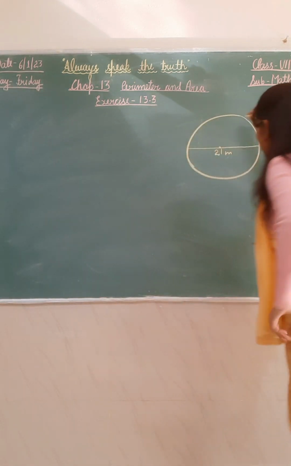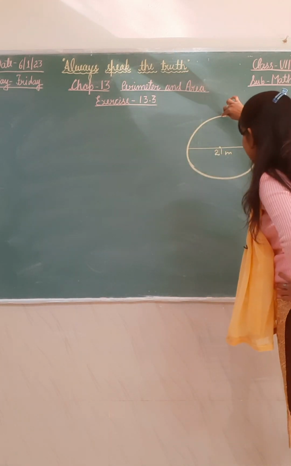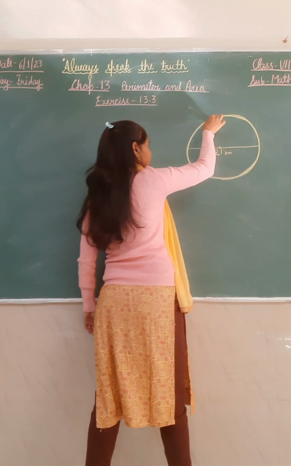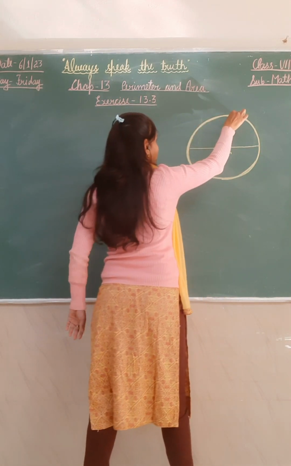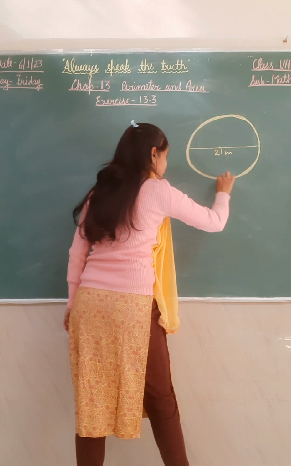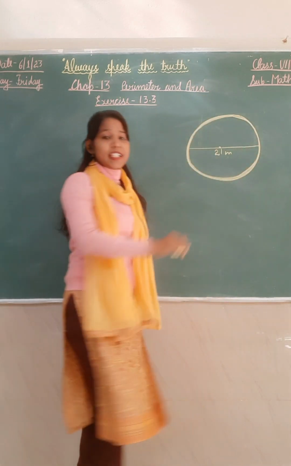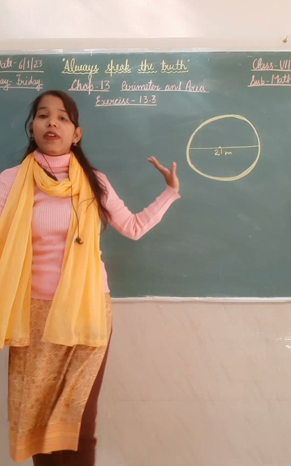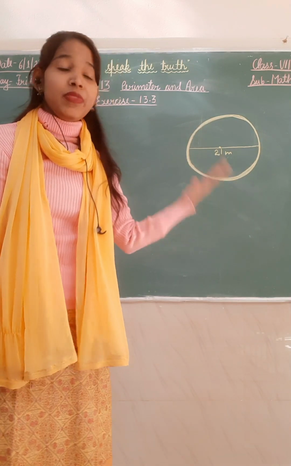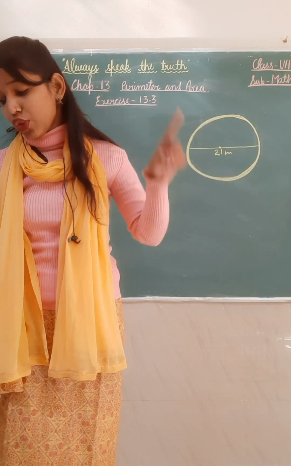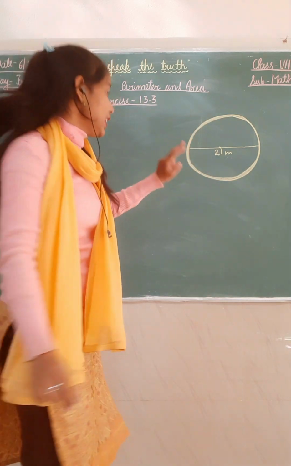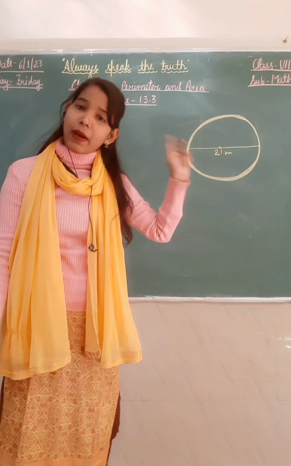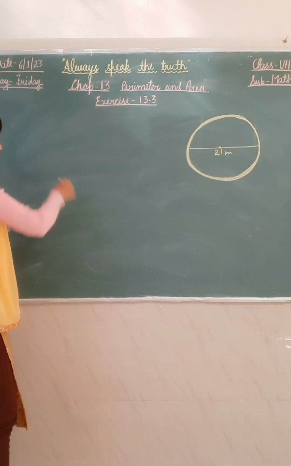So class, he wants to fence the circular garden. For fencing, what do we need to find? Fencing is always at the boundary, right? On the boundary. So we have to find its perimeter, because it is on the boundary. That's why we will find out firstly its perimeter. And it is saying that he makes 2 rounds of fence. So if he takes 2 rounds, that means we will multiply the perimeter by 2. Okay? So write down the solution here.